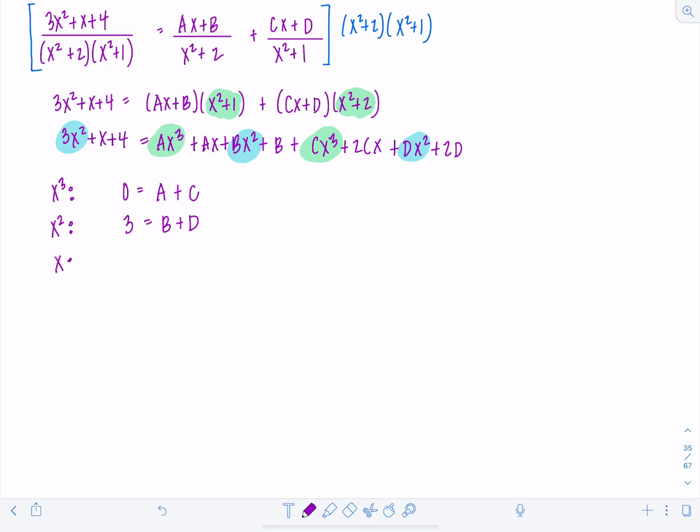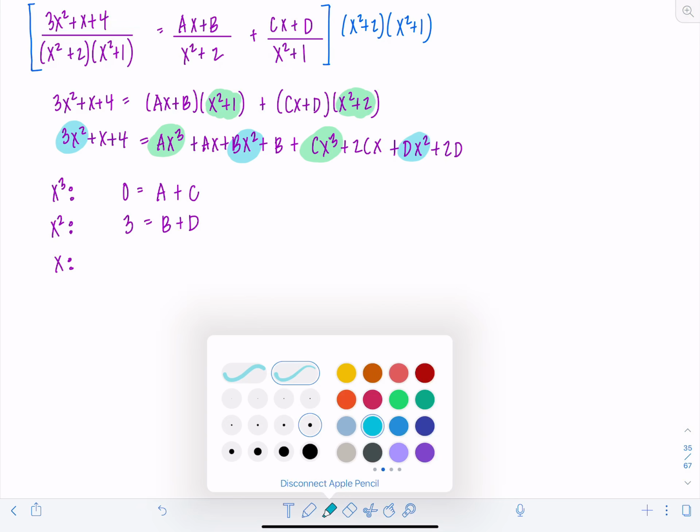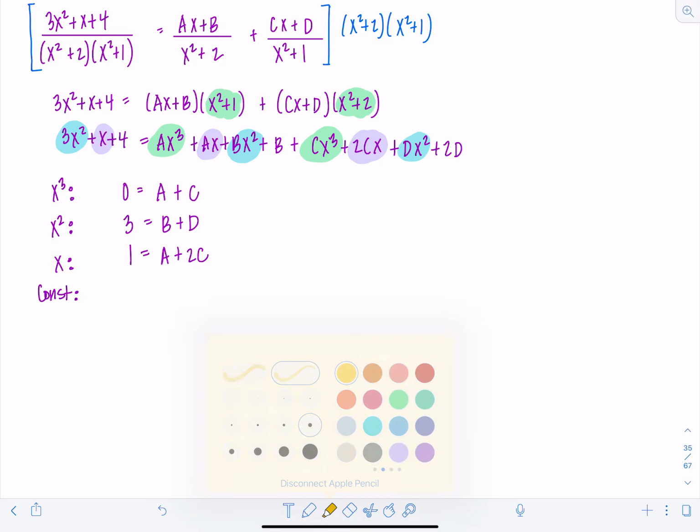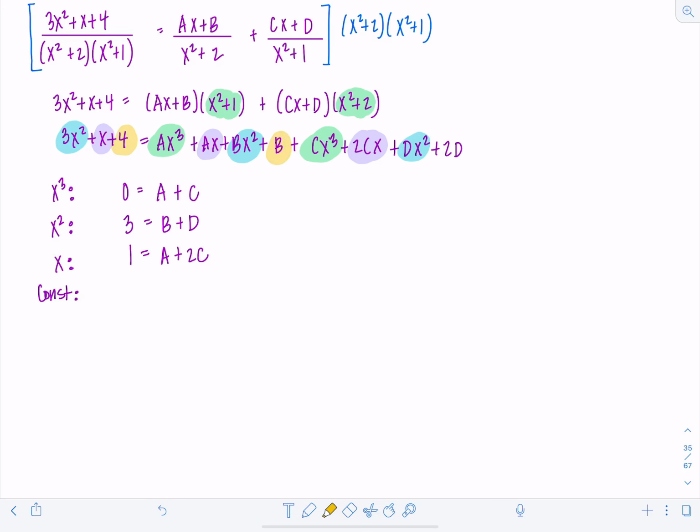Next would be x to the first, our linear term. So x has to equal ax plus 2cx. So 1 has to equal a plus 2c. And then lastly, your constant terms. So on the left-hand side, we've got 4, equals b plus 2d on the right. So 4 equals b plus 2d.